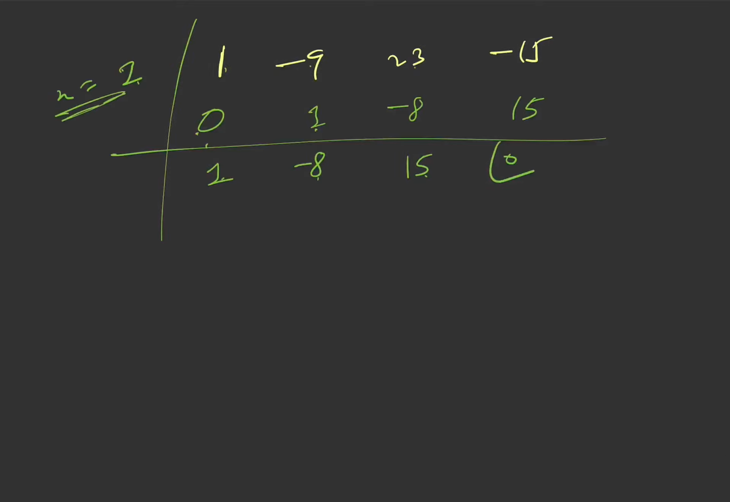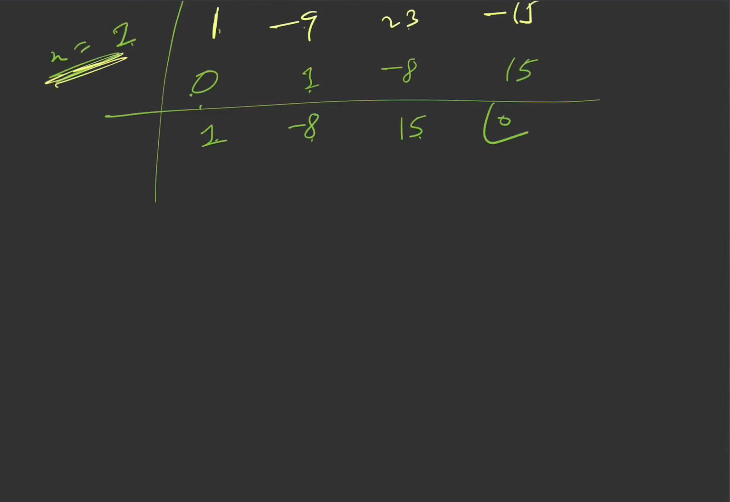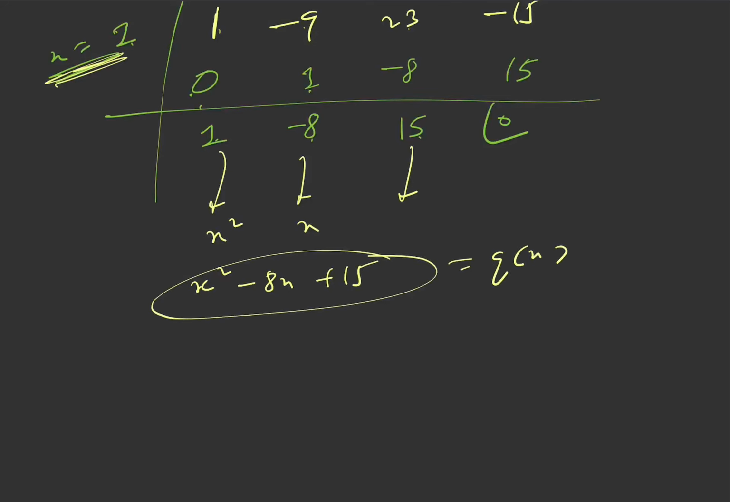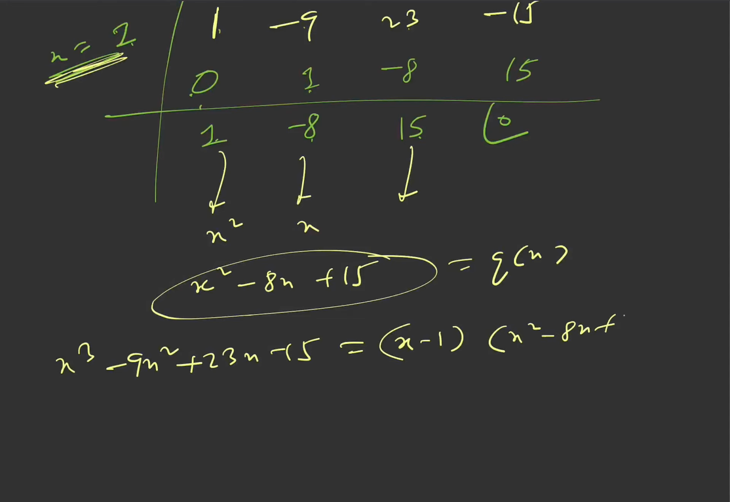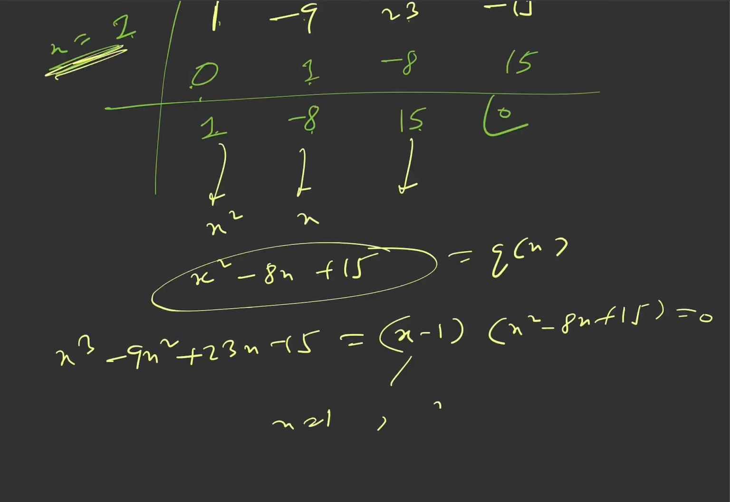So this method will work if and only if x minus 1 is a factor, right? If it is not a factor, then you can't use this method. So we know that f of 1 is 0, that is x minus 1 is a factor, so we can use this method. And now the quotient will be, so this is x square term, this is x term, this is constant term, right? So this is x square minus 8x plus 15, fine, this is the quotient. So finally we have x cube minus 9x square plus 23x minus 15 is equal to x minus 1 into x square minus 8x plus 15, right? You want to solve this equal to 0.